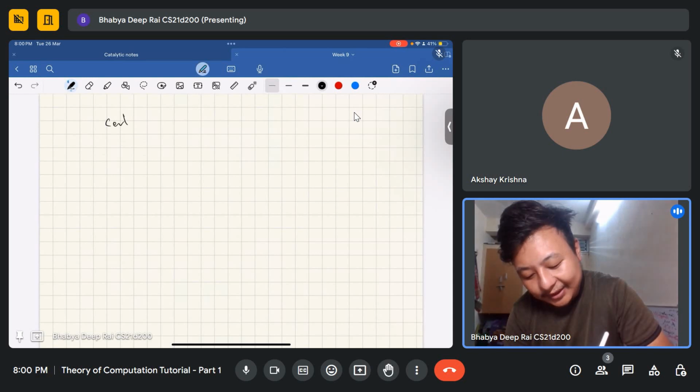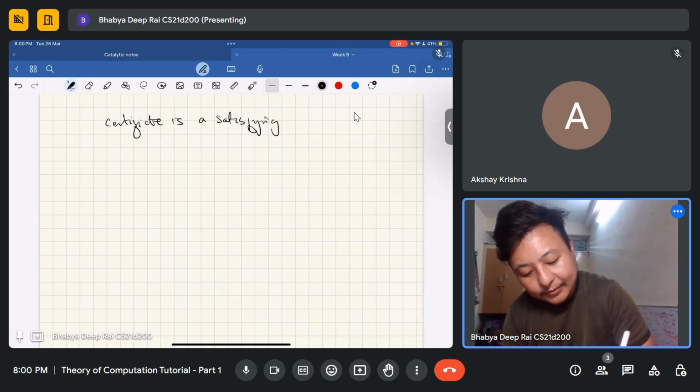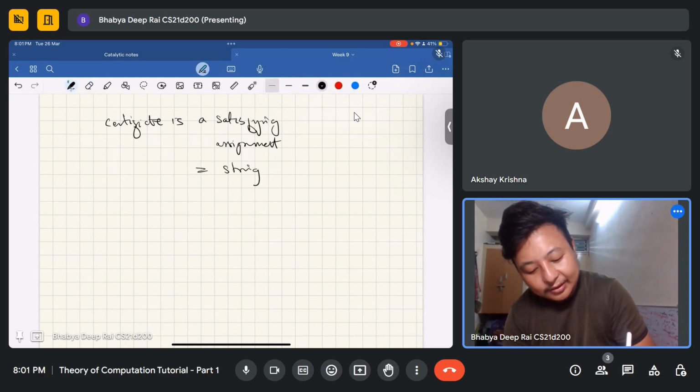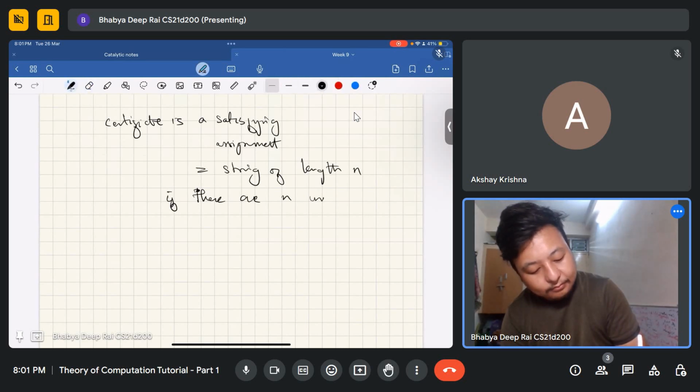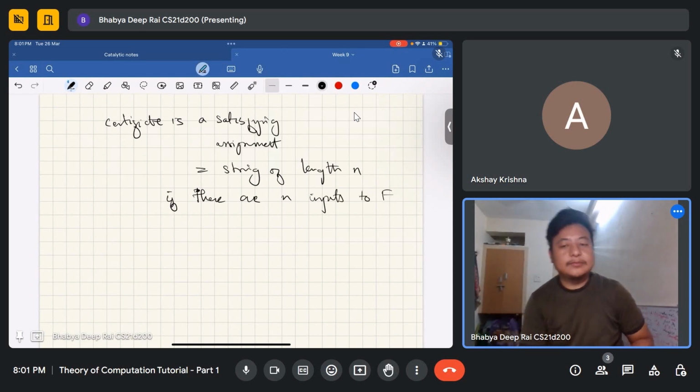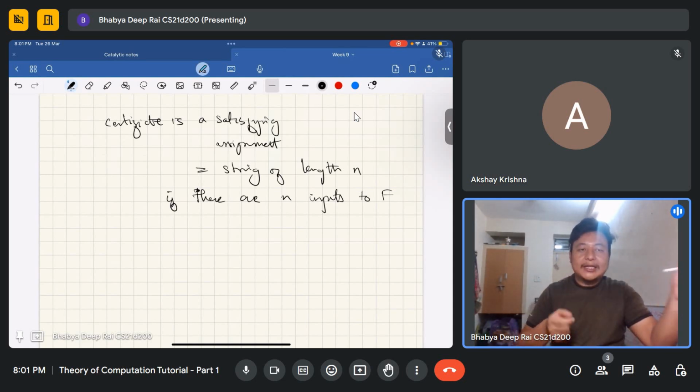Okay. Certificate is a satisfying assignment, which is nothing but a string of length n if there are n variables, inputs to f. For a formula f, if there are n inputs, then you will just give me an n-length bit string of zeros and ones, where I'll just correspondingly plug the values, then evaluate f.